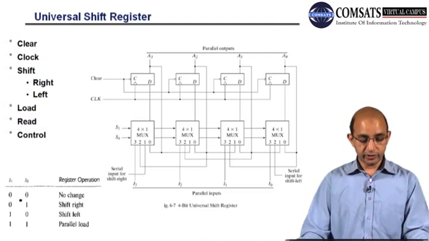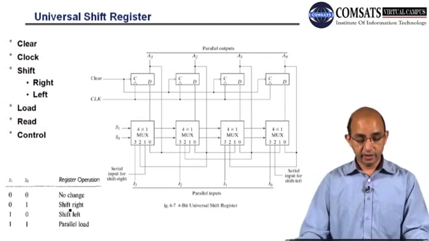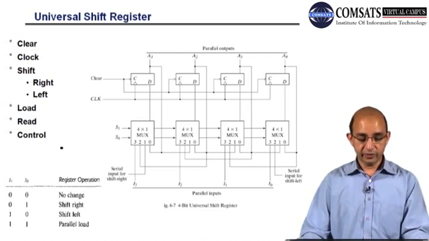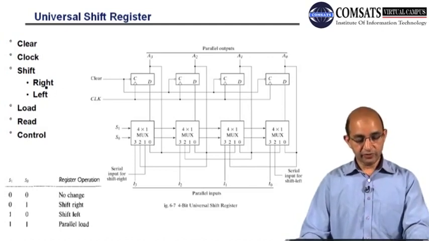S1, S0, so on 0, 0, no change. 0, 1, shift right, so you can compute, right? So on having 0, 1 at S1 and S0, we will be having shift right operation, right, which we studied. And on having S1, S0 as 1, 0, we have shift left operation. And on having both S1 and S0 1, 1, we will be having the parallel loading. So this is the universal shift register, and by using that register we can have all the three functionalities of shift left, shift right, and loading of data.